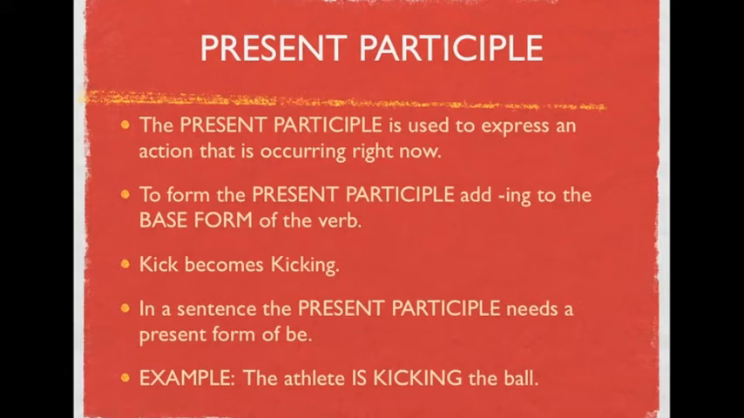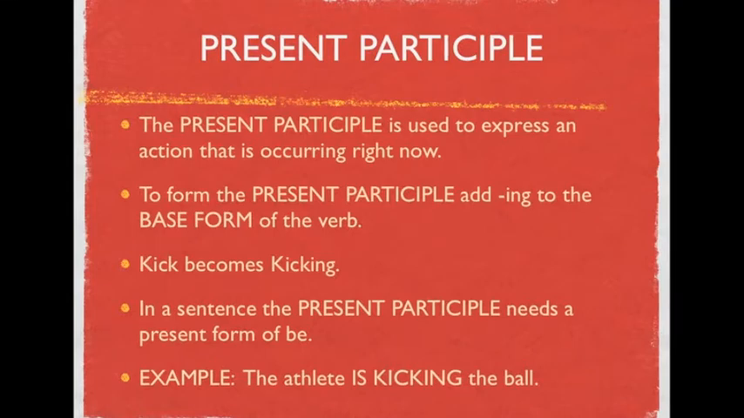So here's an example. The athlete is kicking the ball. That means it's happening right now. Our participle form of that verb kick is kicking. But in order to make it look like it's happening right now, we need the helping verb is. Is kicking. Now sometimes you might see are kicking because of the different subject, but you have to have the ing and then that present form of be, which would be is or are.